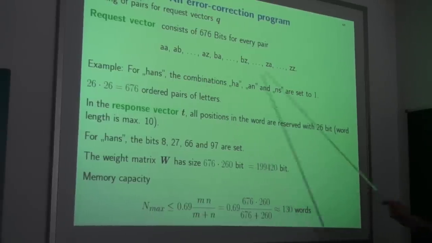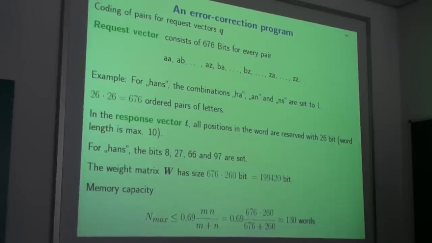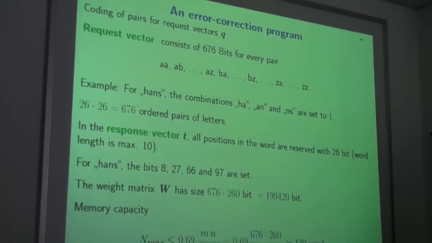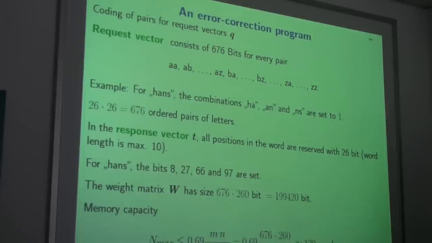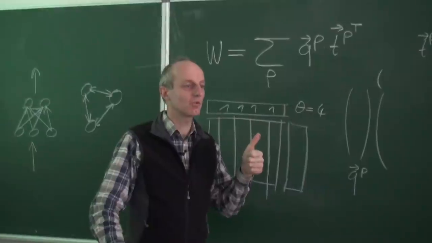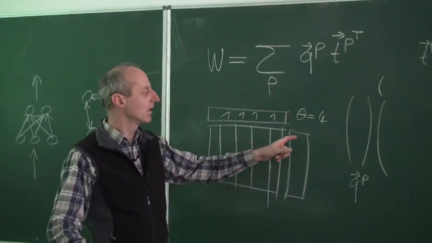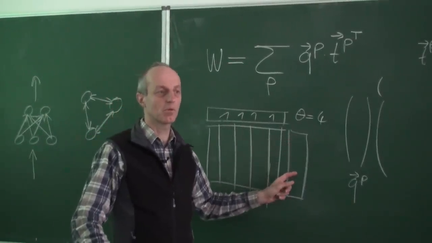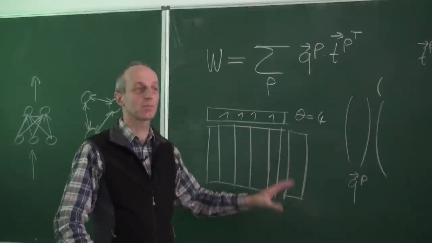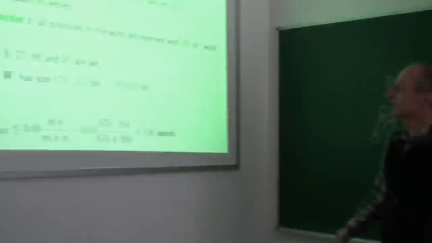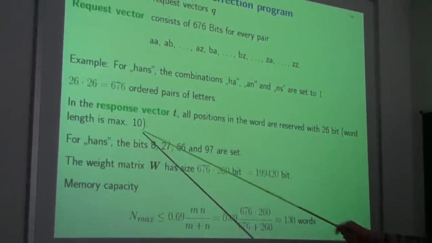Twenty-six squared is the number of input bits. And why do we use this encoding? We could have used 26 input bits. That's actually what we do for the output. In the response vector T, all positions in the word are reserved with 26 bits. So for the output we use 260 bits: for the first character in the output word I have 26 bits. If it's an A, it's the first bit, and so on, up to 26. Then for the second character, 26 bits. So we get 260 bits for words with a maximum length of 10.